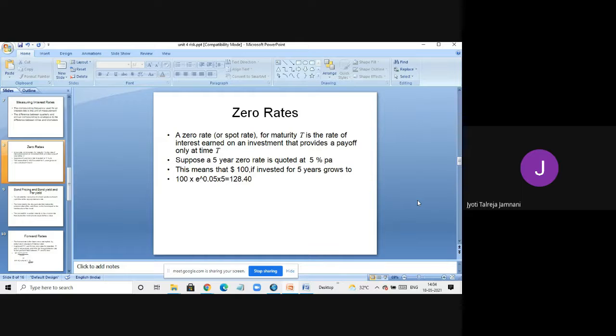So for example, suppose a 5 year zero rate is quoted at 5%. So that means if you have a 100 rupees or $100 bond invested for 5 years, it will grow at 5% for 5 years and it will become 128.4. So when we are entering into a zero rate bond, they will not mention that 5%. The contract will be, you buy a bond from me for 100 rupees today. After 5 years, I will give you 128.40.